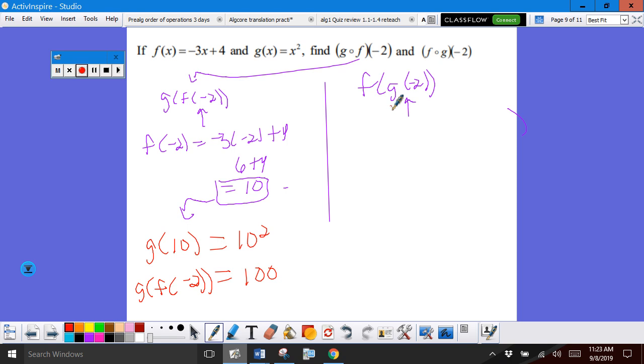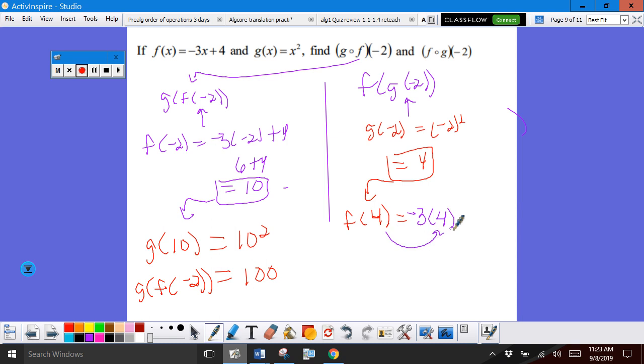All right, so first step here is g. So g of -2, and I am taking -2 and squaring it. Make sure you don't lose that negative, because negative times a negative is positive. So that's actually a +4, not a -4. That is what I'm going to use in my f function. So f of 4, -3 times the 4, there's the substitution.